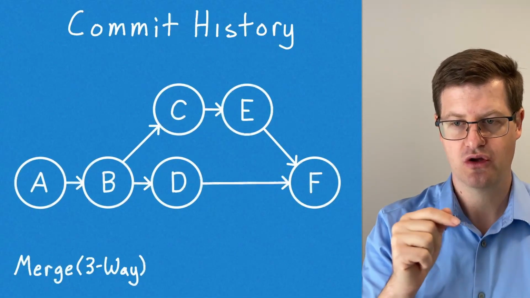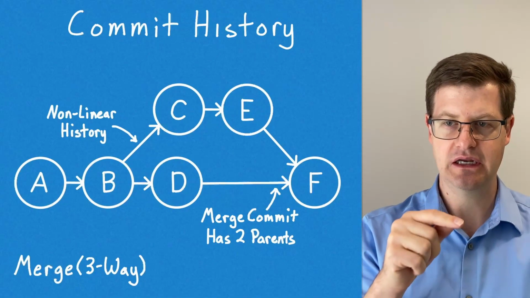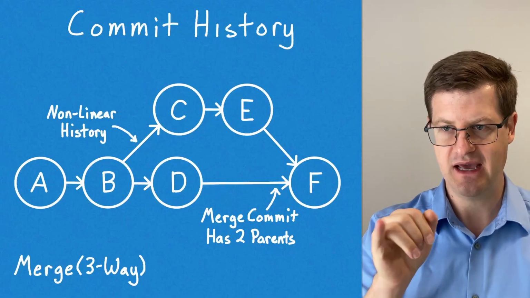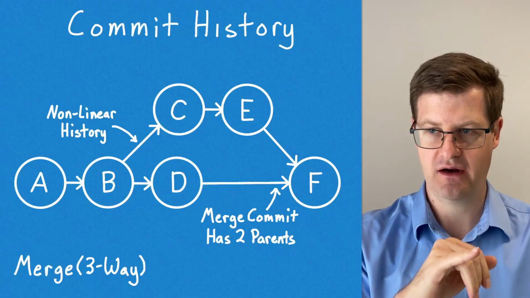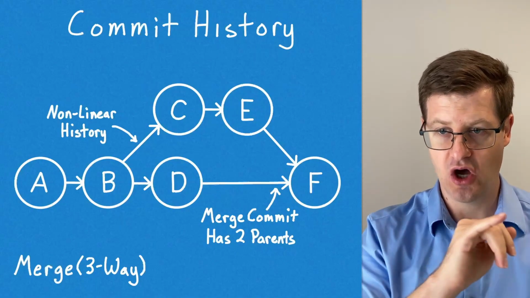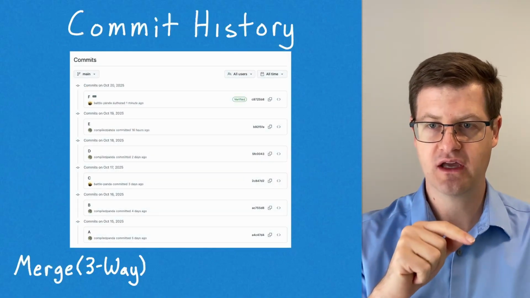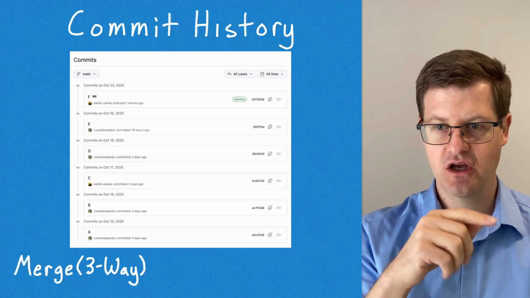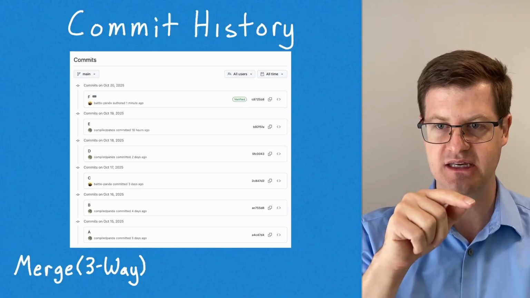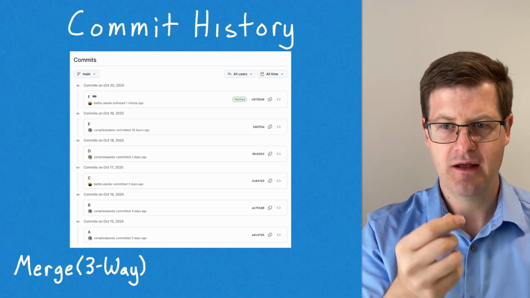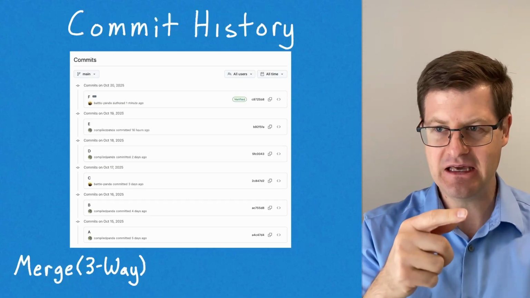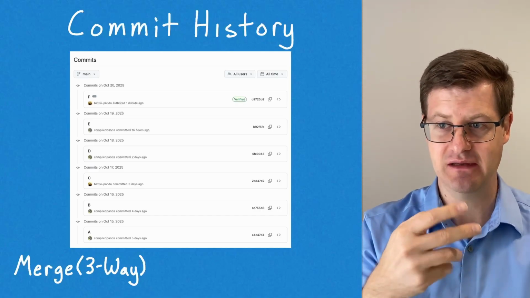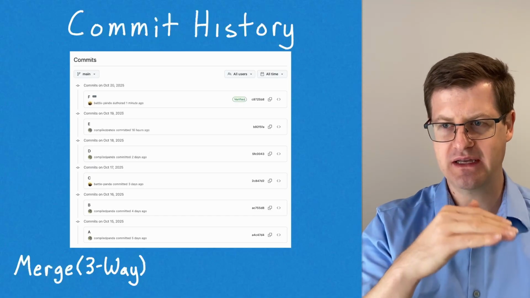So in a merge three-way, we end up with a non-linear history. You'll see it branches at B, and you have two children, C and D, and then F has two parents now. It's a non-linear history. So when we look at that in GitHub's list of commits for the main branch, you'll see every single commit, A, B, C, D, E, F, but there's no indication that C and E were technically on a feature branch, and there's no indication that F has two parents. So you can't really tell what was on one.